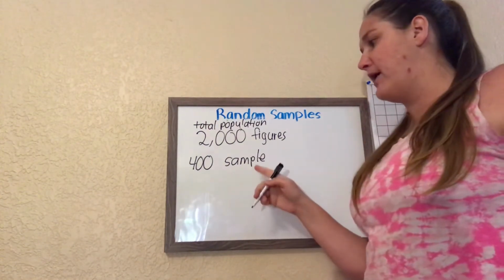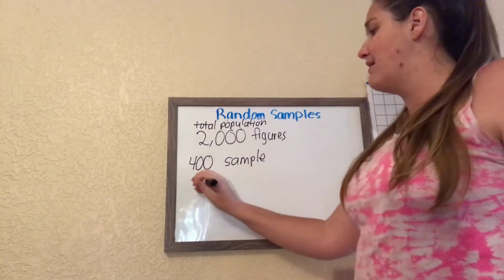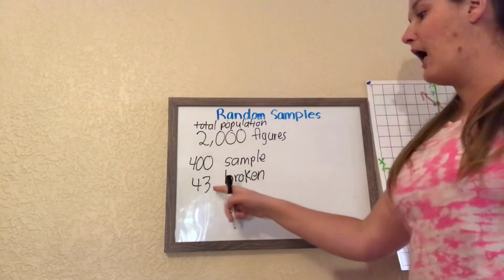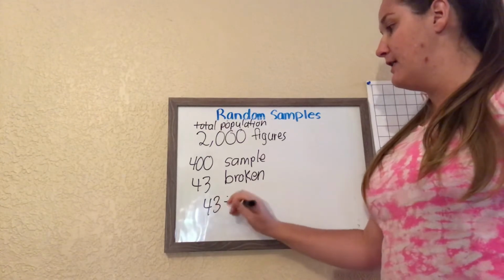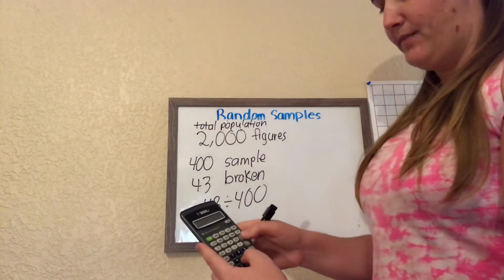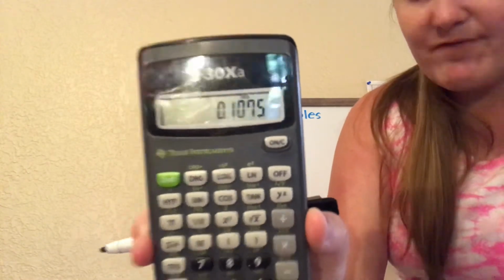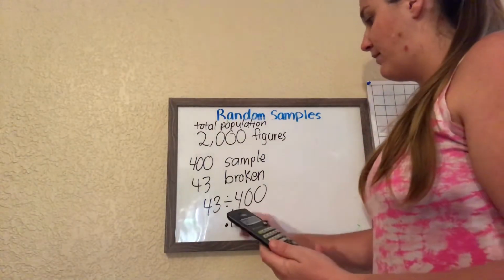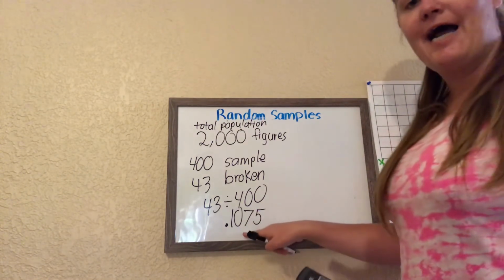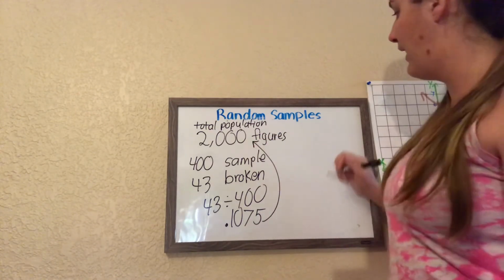So if I checked 40 of these figurines from my sample, or I checked 400, and it turned out that 43 were broken, I want to do the same thing that I did with the bear problem. I want to divide. I want to see what's 43 divided by 400. It should be close to 10%. So 43 divided by 400. So I got 10.75%. Remember, as a percent, you write it as a decimal, so 0.1075.